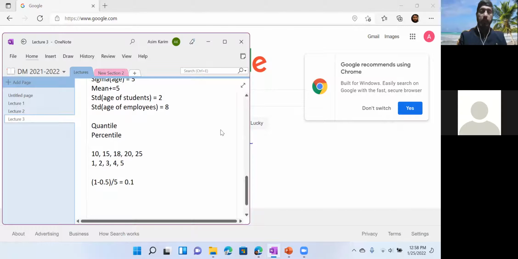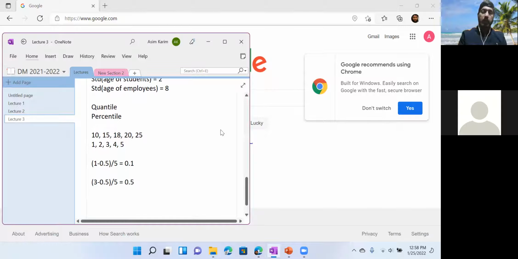This is the quantile for the first value. Now let me take the third value. The third value quantile would be 3 minus 0.5 divided by 5. So this is the answer that you get: 0.5. This is the quantile for the third value in this data set. And as you can see, if you multiply these numbers by 100, you get the percentile. So 0.5 into 100 is the 50th percentile. So what does that mean?